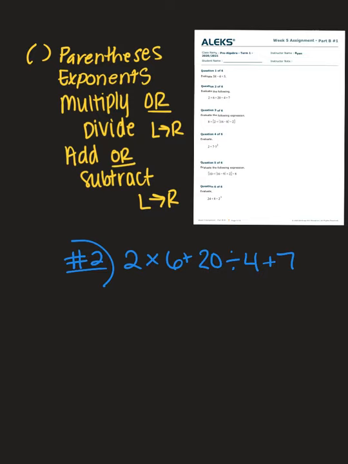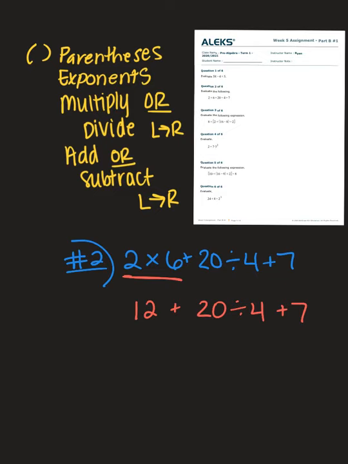Again, on this problem, I don't see any parentheses or exponents, so I'm going to move on to multiplication or division, and I'm just looking at this problem from left to right. Here specifically, I see multiplication and division, but what I see first is this multiplication of 2 times 6. So 2 times 6 is 12. Those go away, and I just copy everything else down. Again, I haven't gotten rid of all of my multiplication or division, so I still stay on that step.